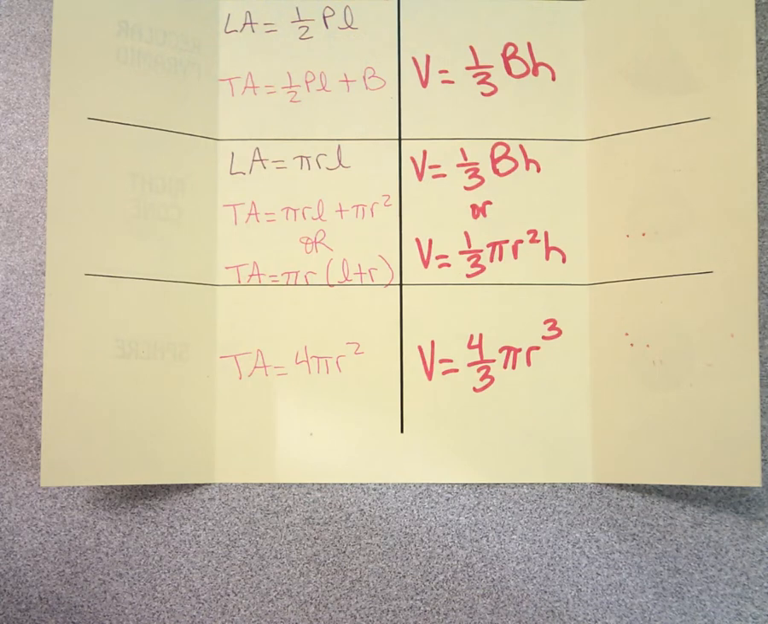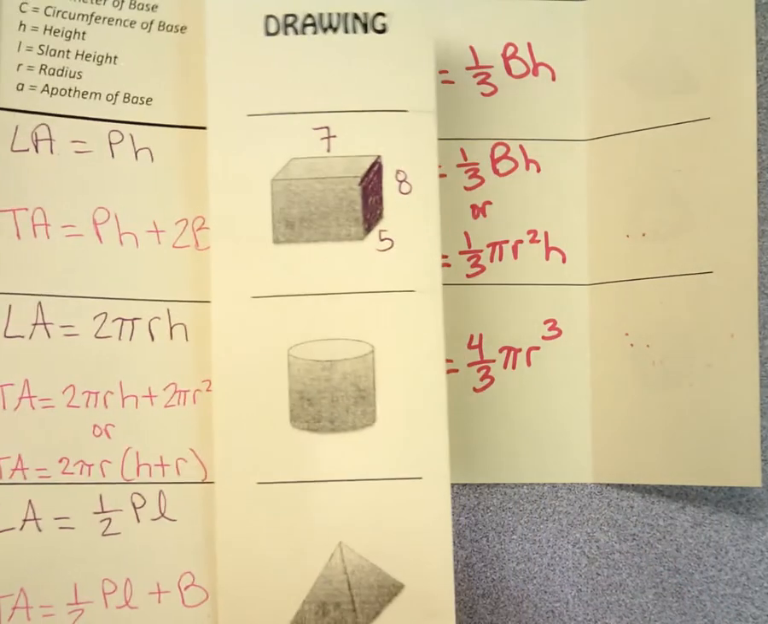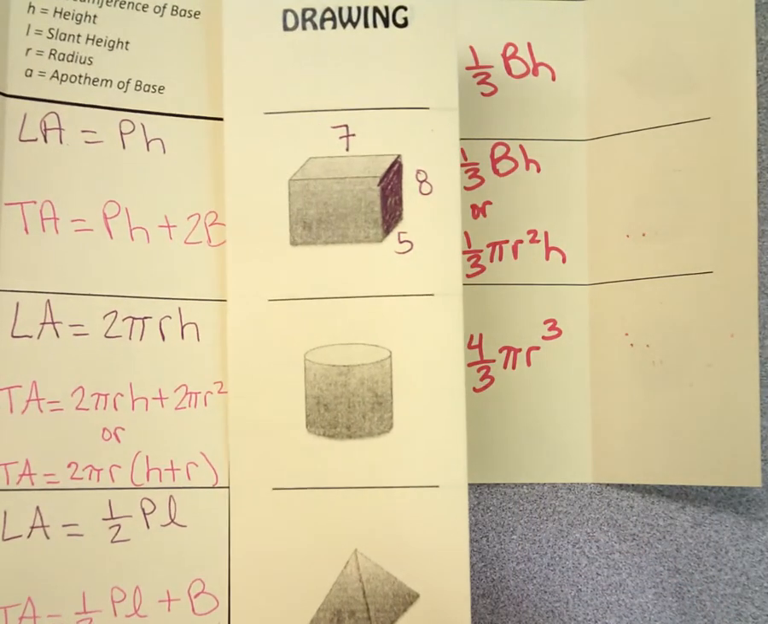Oh, the picture? Oh, I'll show it to you here in just a second. It was a 7 and 8 and the 5. I just can't remember which one was which. Here's Stormy. Whoa. 7, 8, and 5.